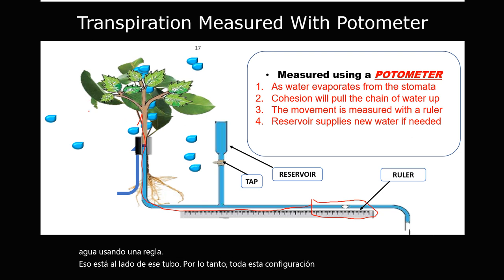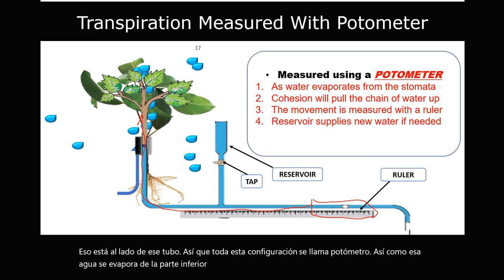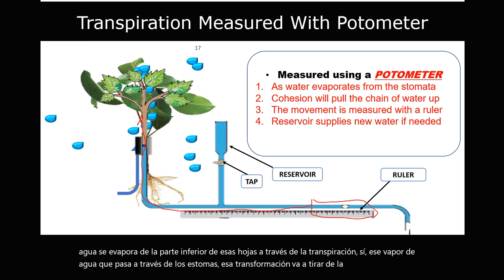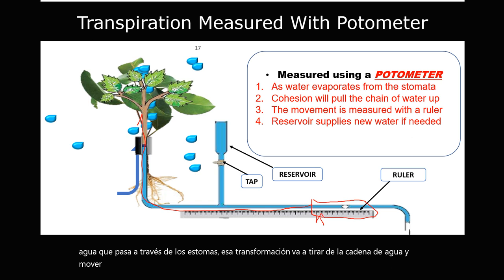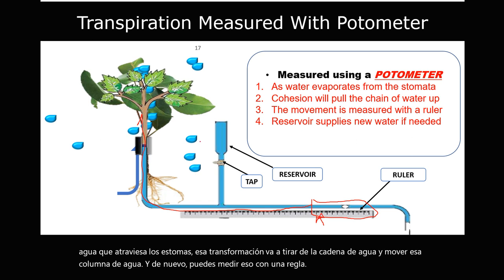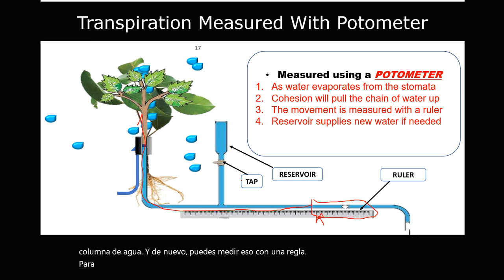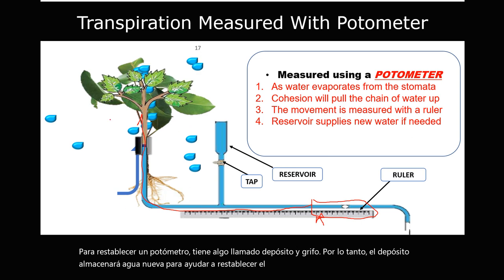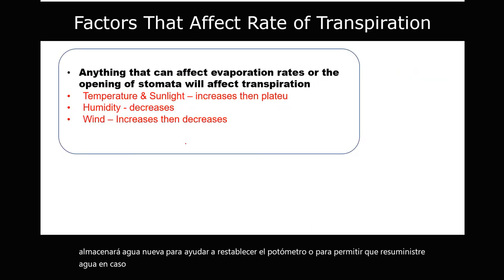As that water is evaporating from the underside of those leaves via transpiration, that water vapor going through the stomata, that transpiration is going to pull the chain of water and move that water column. And again, you can measure that with a ruler. To reset a potometer, you have something called a reservoir and a tap. The reservoir is going to store new water to help reset the potometer, or to allow it to resupply water should you run out. So transpiration is measured with a potometer.